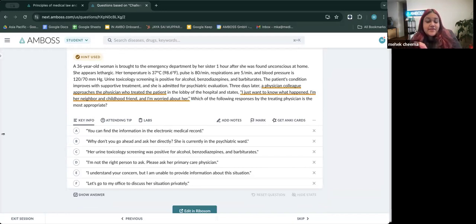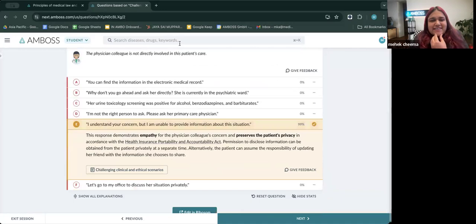So what do we think is the right answer here? All right. Yes, perfect. That is the right answer. So this comes down to, again, as we discussed, that when the attendants or someone the patient knows wants to know about the situation, it really comes down to whether or not the patient would like their information to be disclosed. So that is correct.